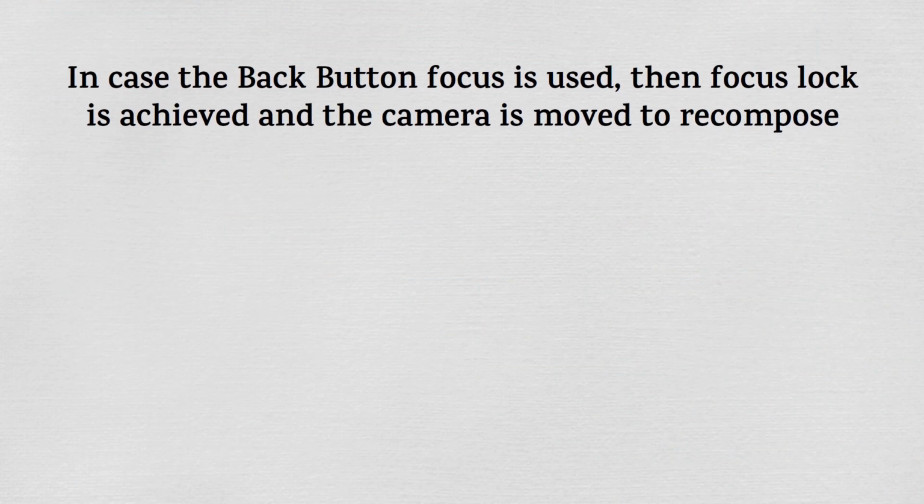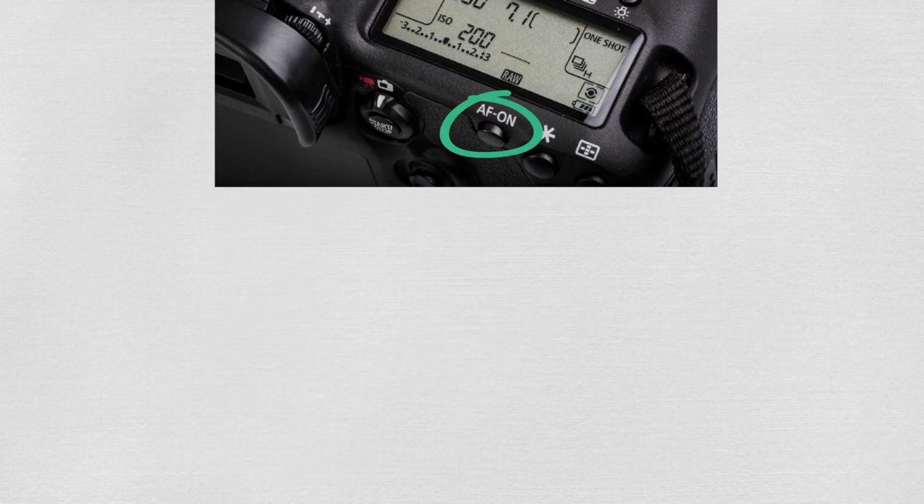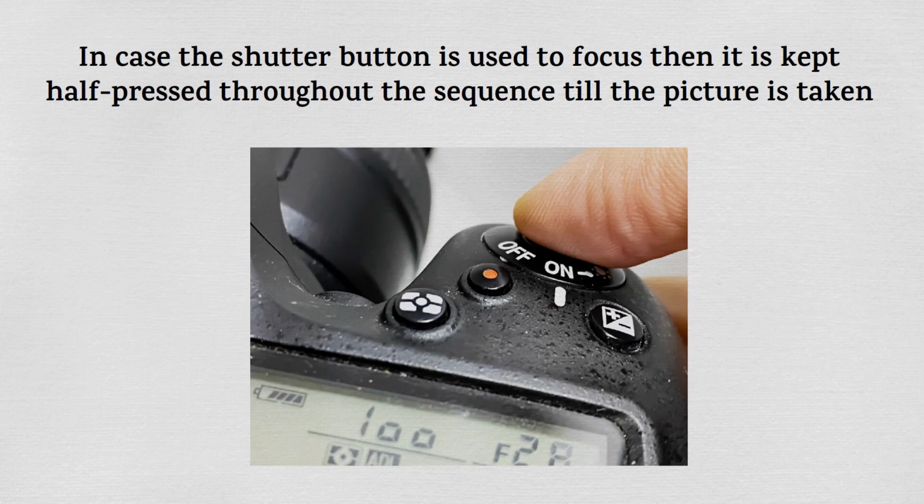In case the back button is used, then the focus lock is achieved and the camera is moved to recompose. In case the shutter button is used to focus, then it is to be kept half pressed throughout the sequence, because if you remove your finger from the shutter, then the focus will be lost and you will have to do the whole sequence again.